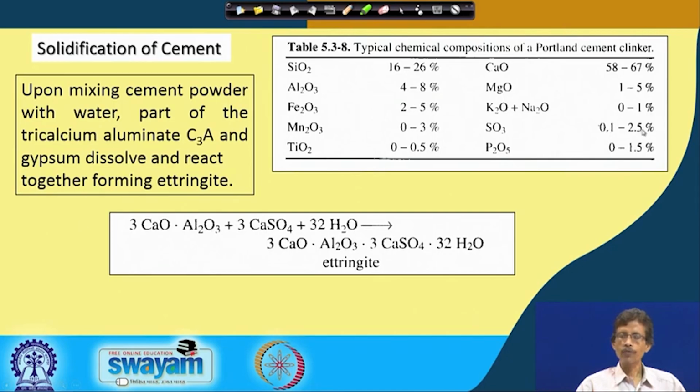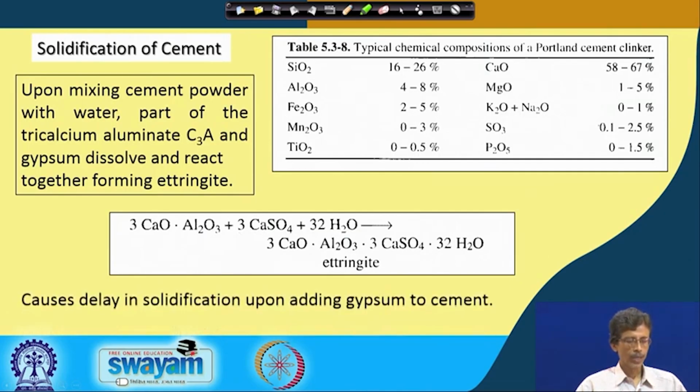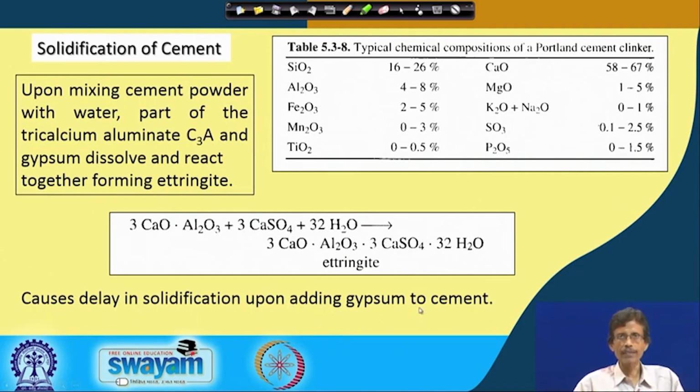So, 0.1 to 2.5% of sulfur trioxide can be there, such that this can also be hydrated to give you the corresponding sulfate material, which can also impart some modification in the quality of the cement. So, ettringite will be formed by taking 32 water molecules along with your gypsum and Ca3A. This particular one causes delay in solidification upon adding gypsum to cement. So, if you add gypsum, you can basically control the time of solidification of the cement material.